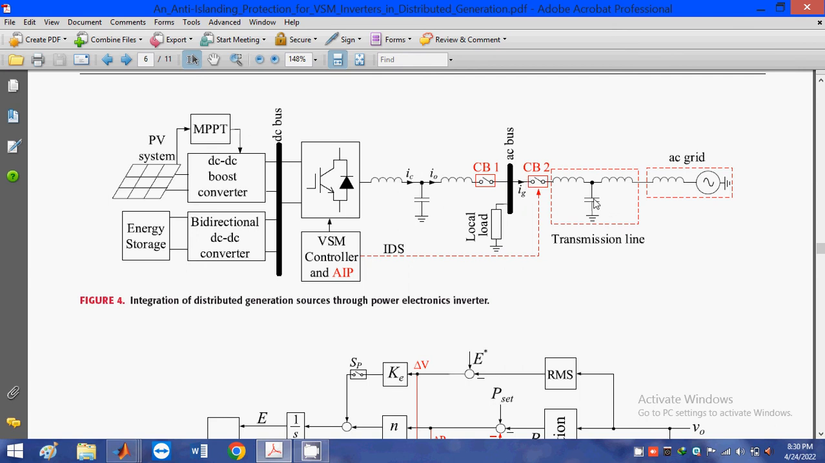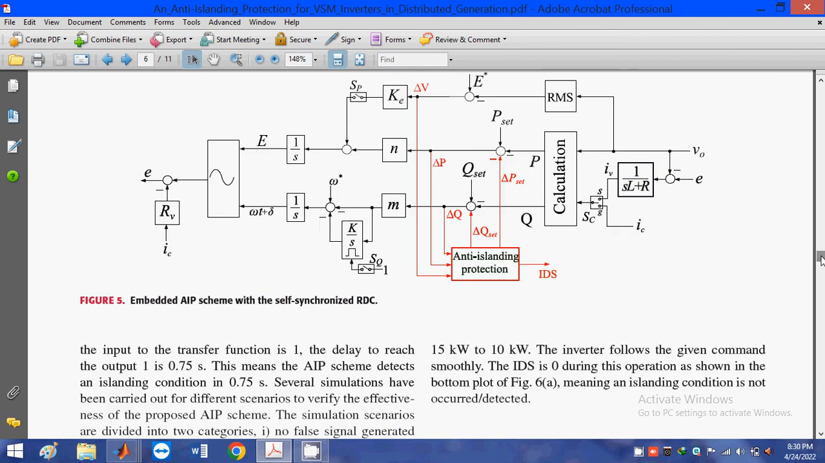And when we talk about the AC main grid, the main grid will be far away from the loads. That's why we need to mention the transmission line here. This is the transmission line, and the local loads will be connected at this terminal. And this is the control scheme for the overall virtual synchronous machine control strategy.